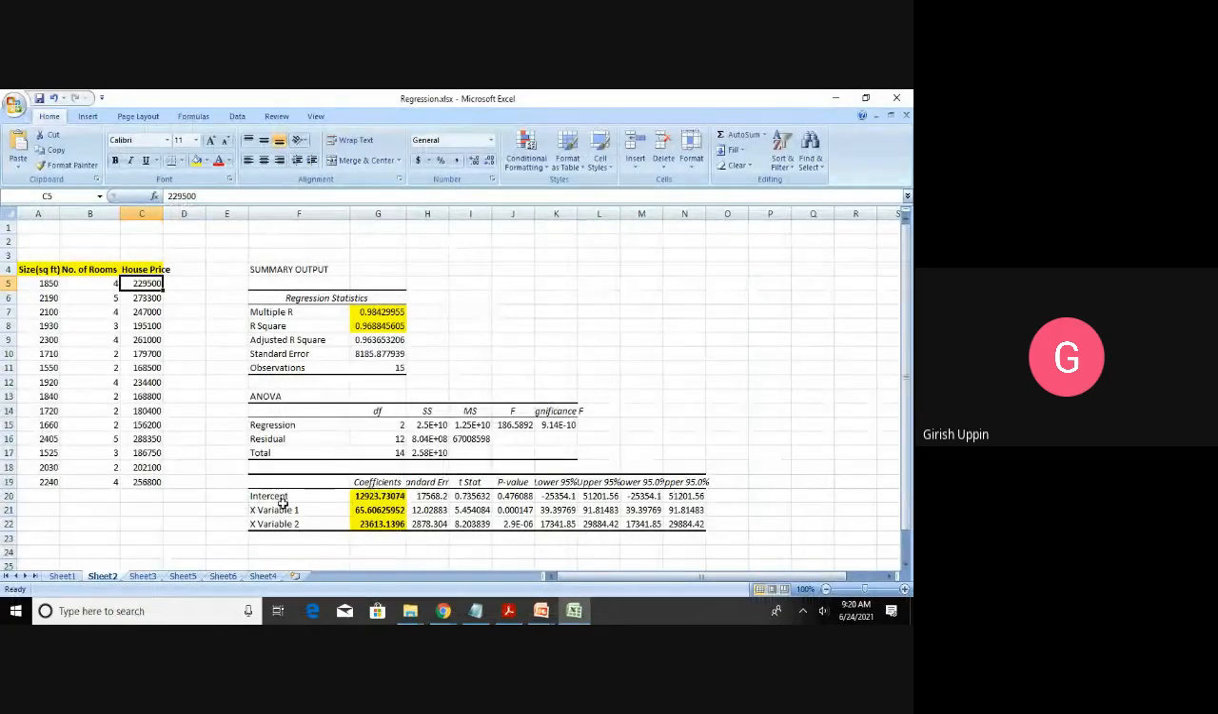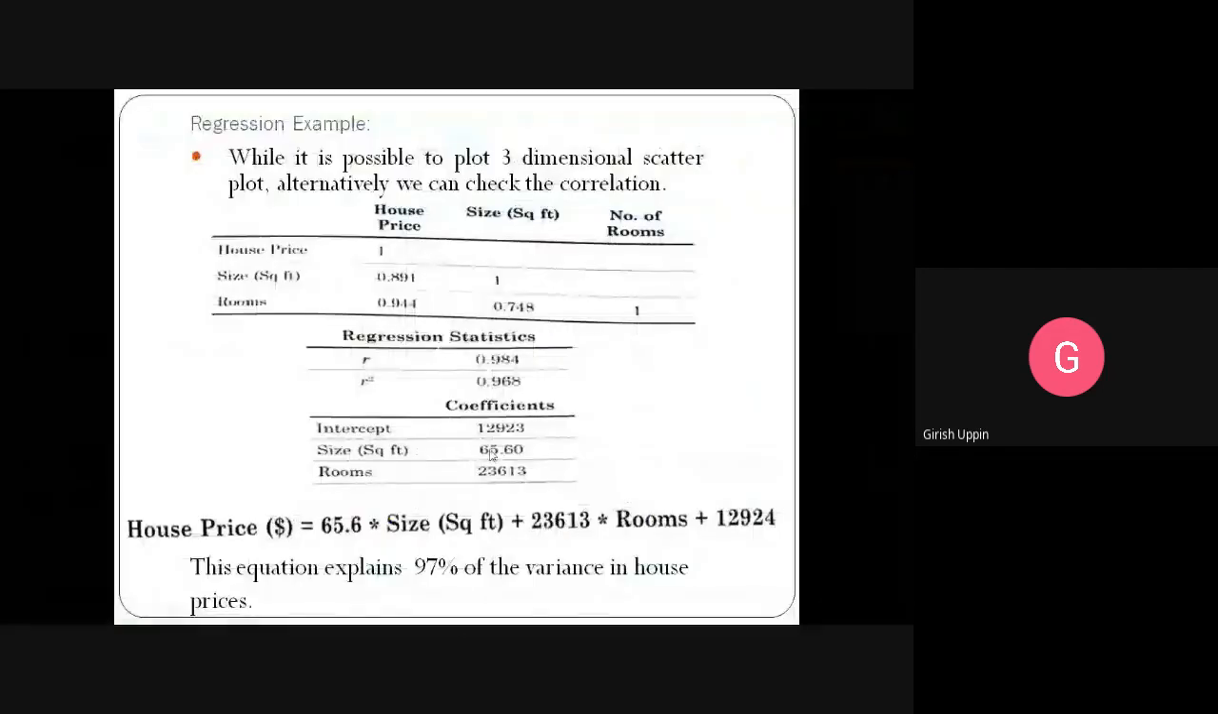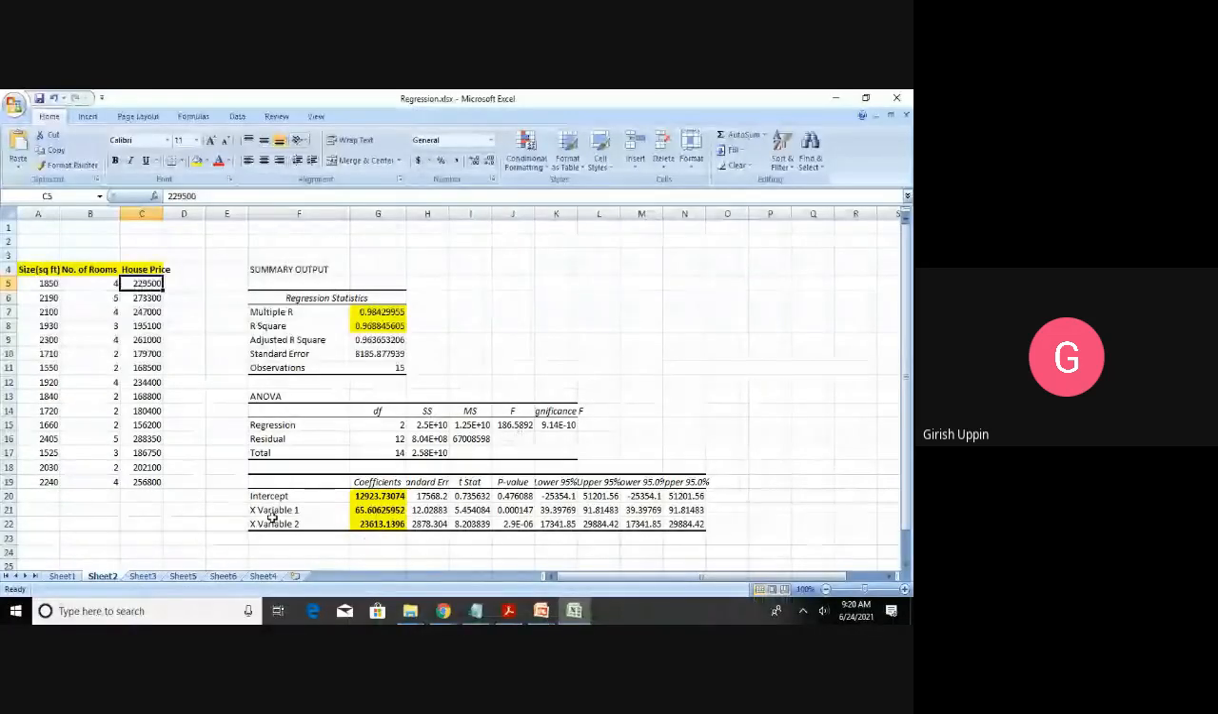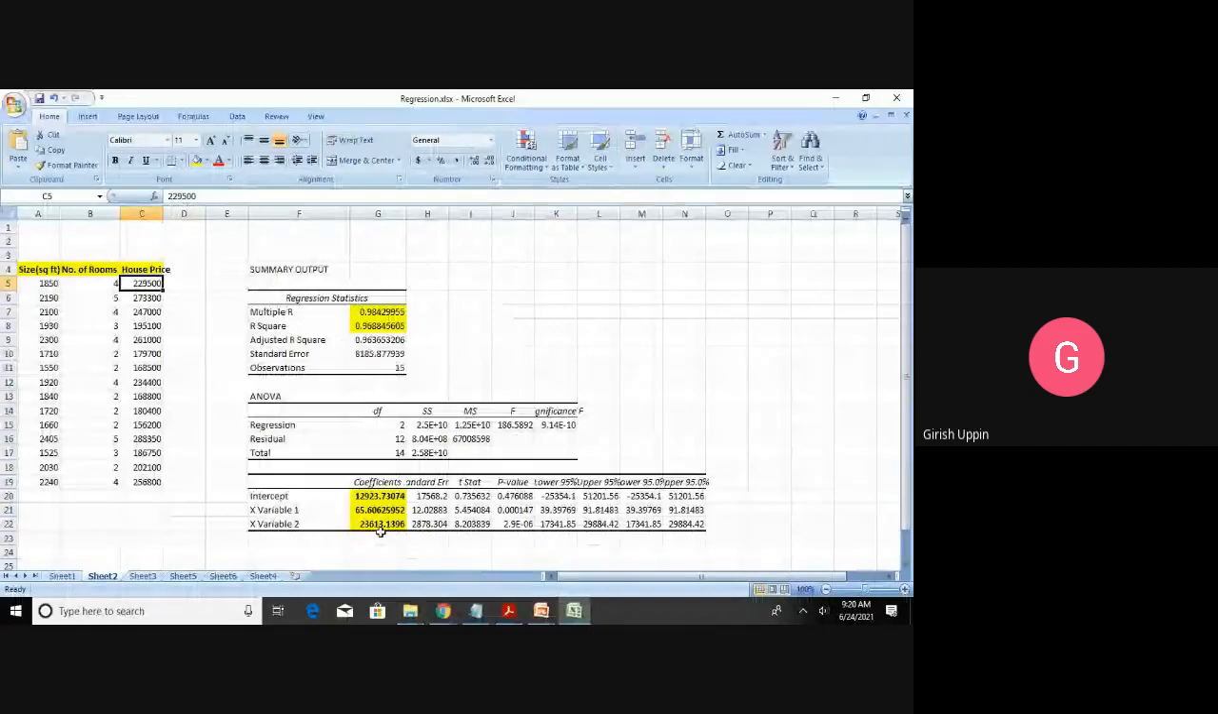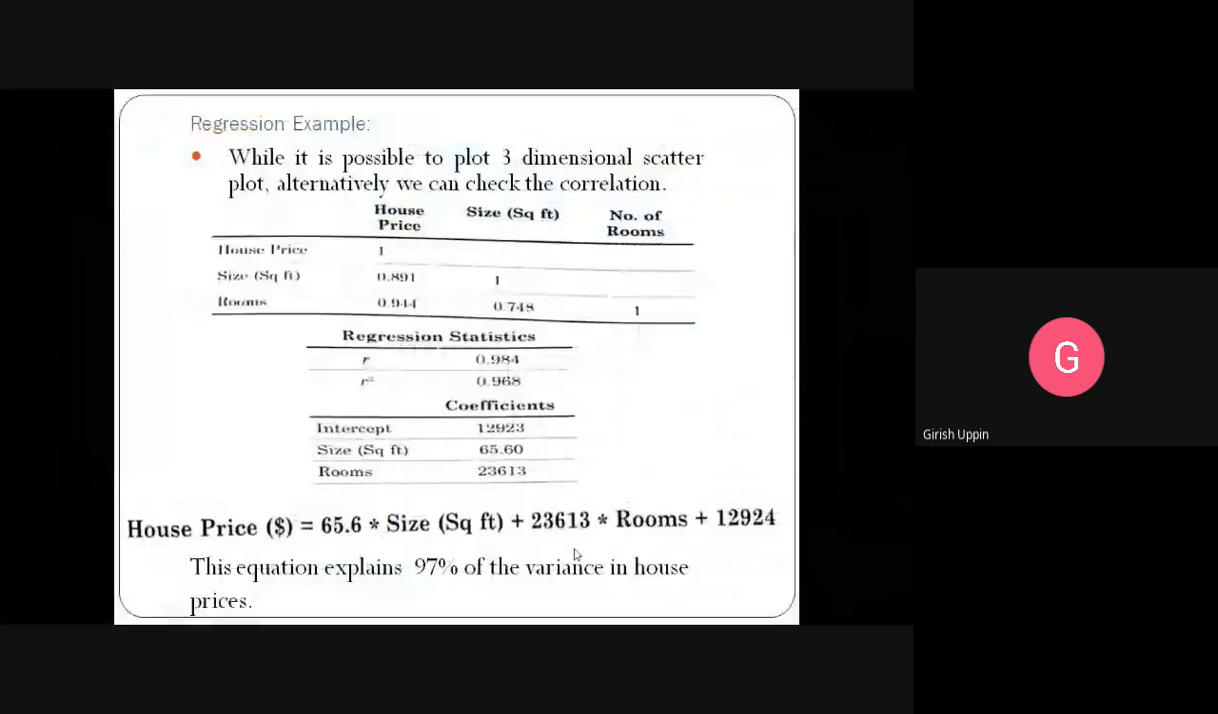The intercept, beta naught, we get as 12,923, and beta 1, that is the coefficient of the size, we get as 65.56 into size, then plus 23,613, that is the coefficient of the number of rooms. So that is how we get this particular equation.